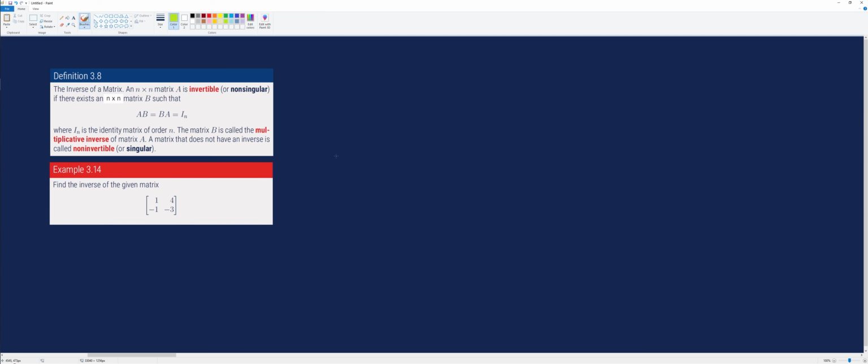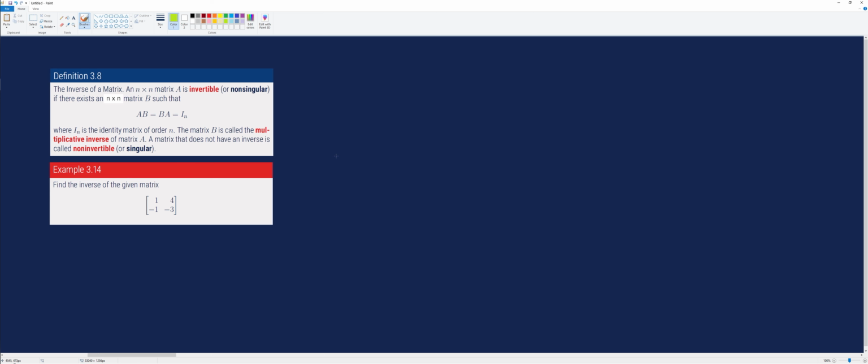The definition of a multiplicative inverse of a matrix is similar to this. An n by n matrix A is invertible if there exists an n by n matrix B such that A times B is equal to B times A is equal to I sub n, where I sub n is the identity matrix of order n. The matrix B is called the multiplicative inverse of A. A matrix that does not have an inverse is called non-invertible.